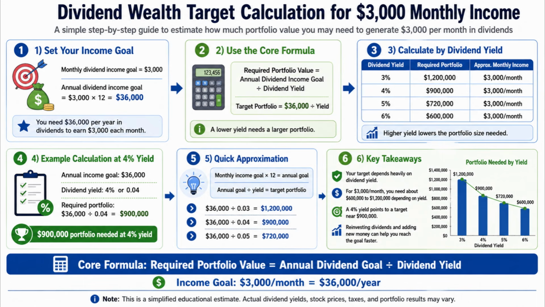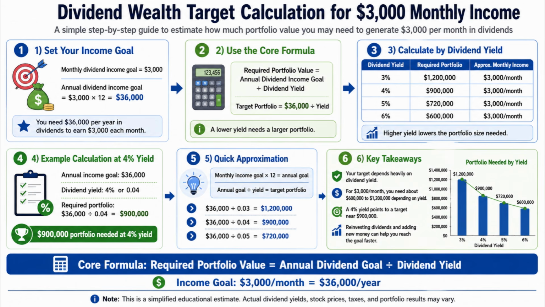In this video, we will discuss dividend wealth target calculation for $3,000 monthly income. To begin with, the first step is to set a clear income goal. In this example, the target is to earn $3,000 per month from dividends. Since dividends are often planned on an annual basis, we multiply $3,000 by 12 months. As a result, the annual dividend income goal becomes $36,000 per year.